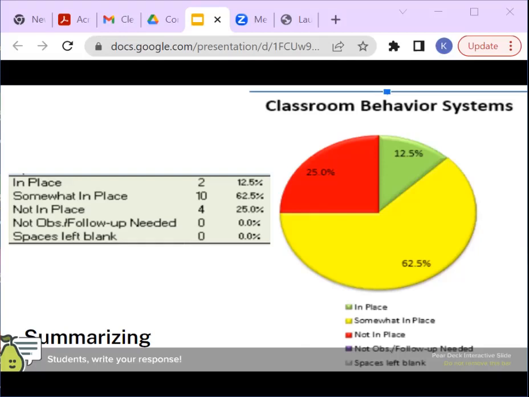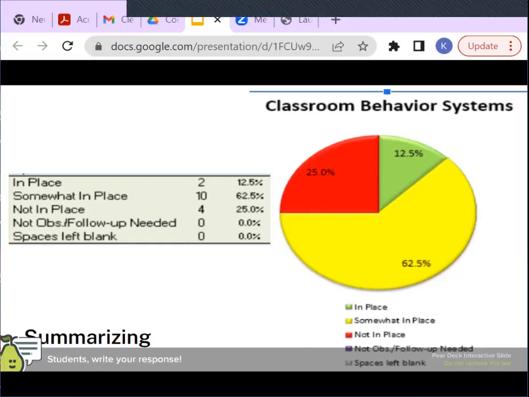So you might say that she only has a fourth of what should be in place. You might say she's got most things not in place. So there are a lot of ways that you could summarize what you see here. There's no one right way to do it. But the idea is to begin to generate your impression or a summary statement regarding what's going on with the classroom behavior system.